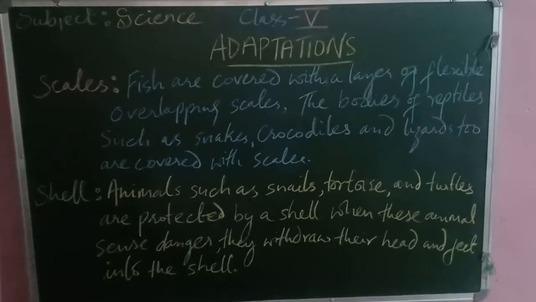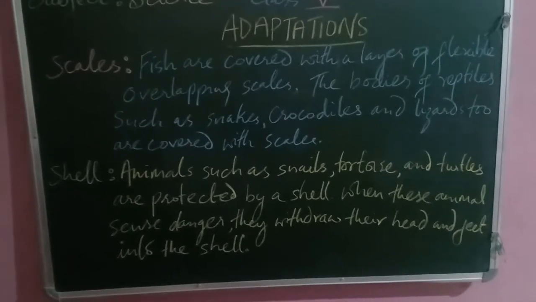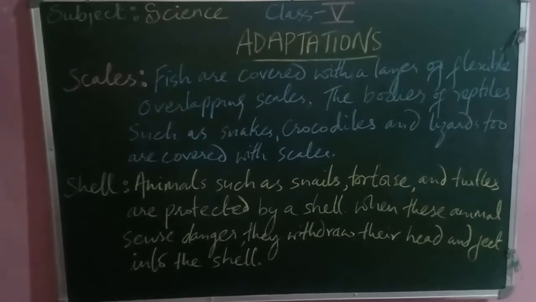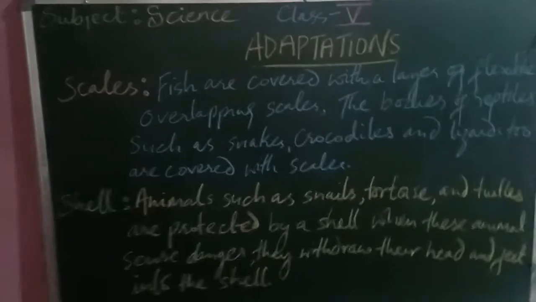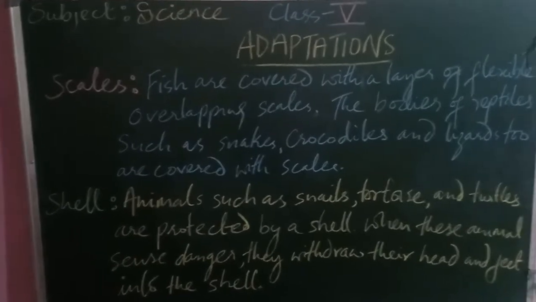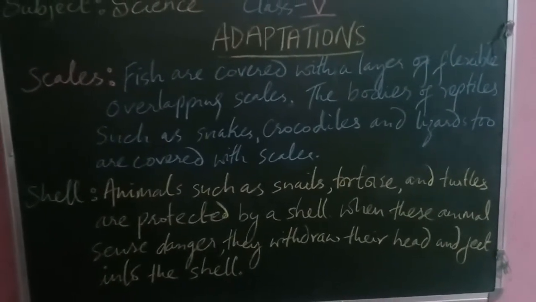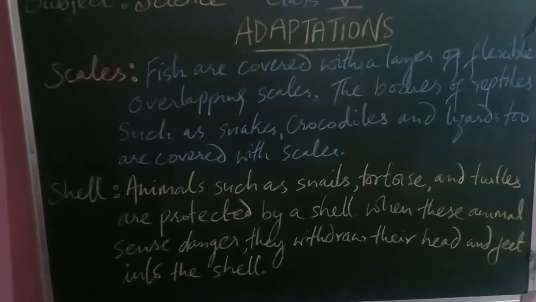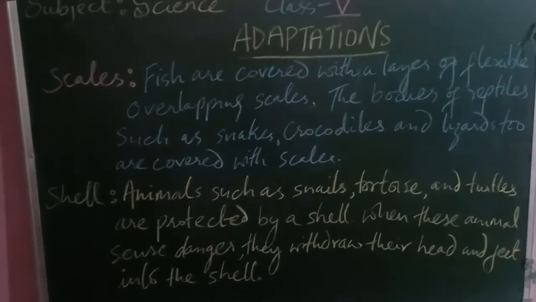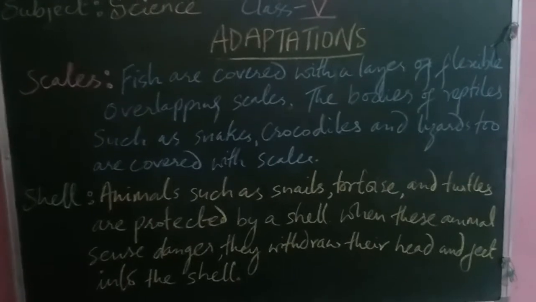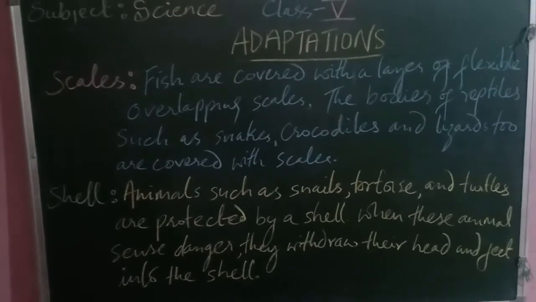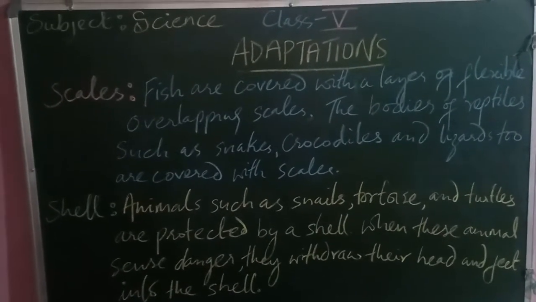Moving on. So the first body covering we have is scales. Fish are covered with layers of flexible overlapping scales. You might have noticed the fish's outer cover is flexible and overlapping, with scales placed one on another. The bodies of reptiles such as snakes, crocodiles, and lizards too are covered with scales, like fish. Most reptiles have horny scales that prevent loss of water from their bodies.